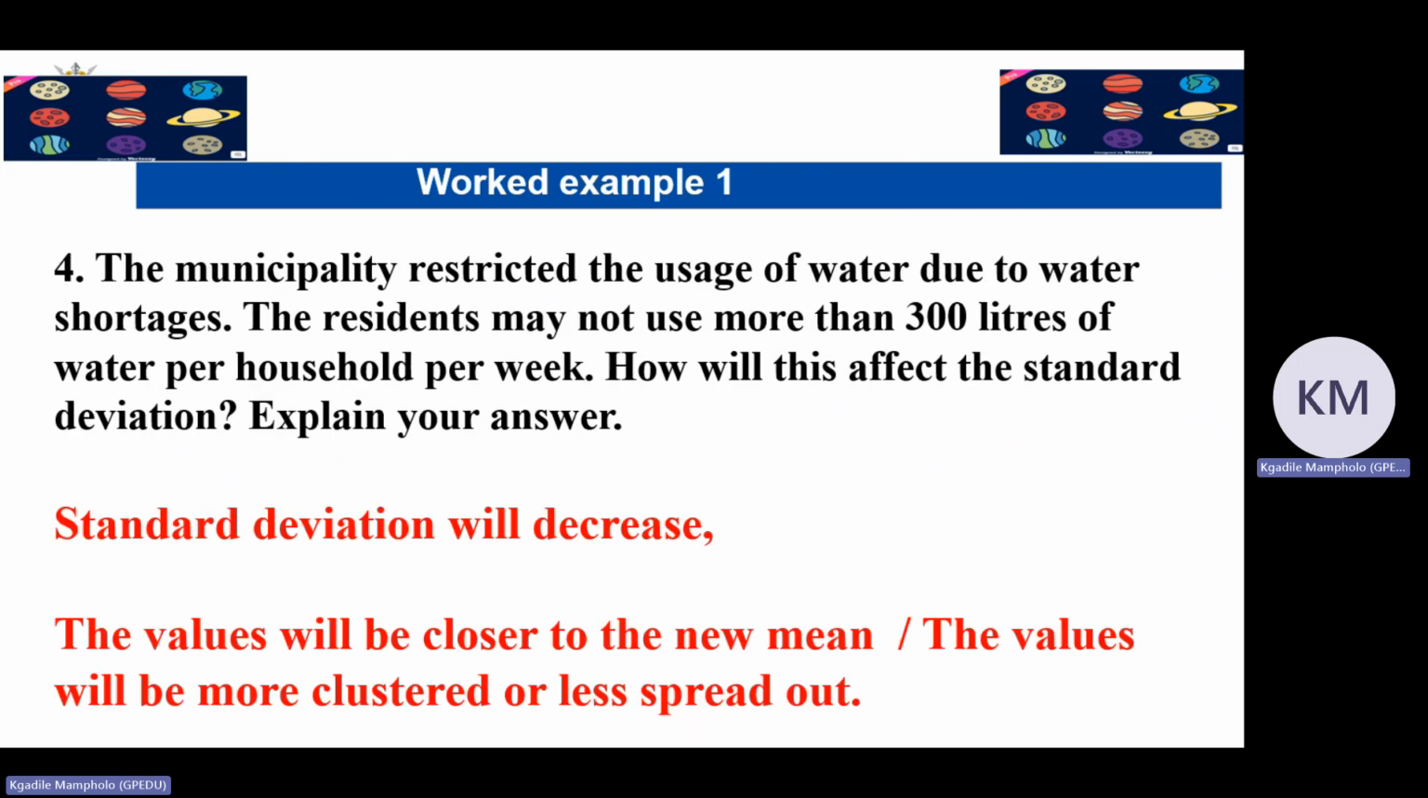For instance, you can say the standard deviation will decrease. The reason being simple: the values will be closer to the new mean. The values will be more clustered and less spread out. Remember, I told you that the more clustered the scores in the data set are, the lesser the standard deviation. So if those who were using up to 400 liters now move to 300 liters or below, it means the data will be a bit clustered.